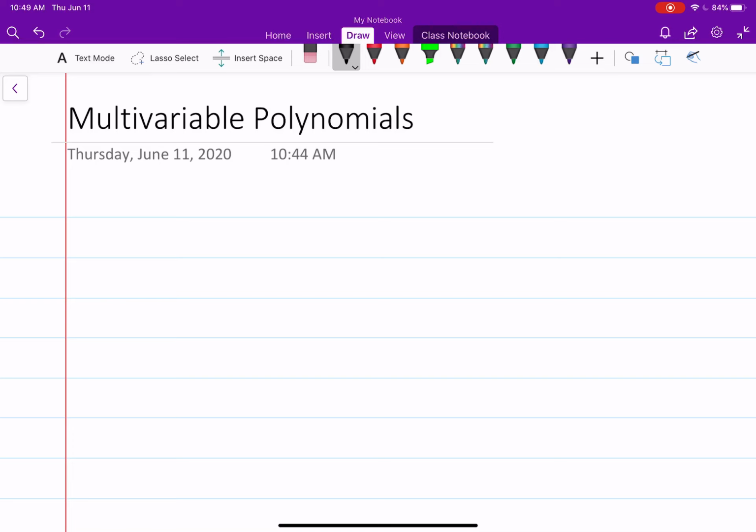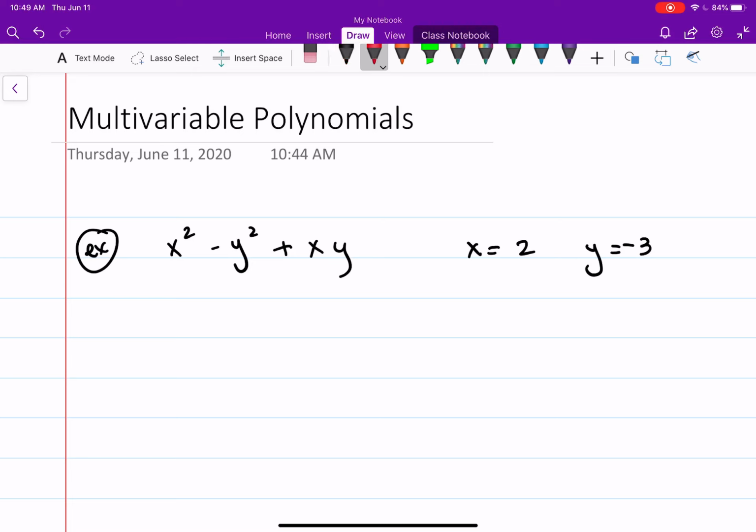So if we look at it, they might tell you to evaluate. Let's say, for example, they want you to evaluate x squared minus y squared plus xy, and they tell you that x is equal to 2 and y is equal to -3. When you do this, the way I would tell you to do it is every time you're going to sub it in, make sure you use parentheses. So my x is 2, so I'm going to put parentheses 2 before I square it, minus parentheses -3 before I square it.